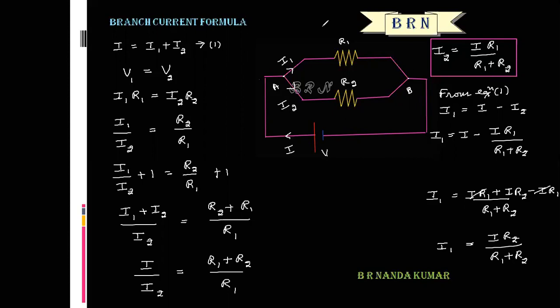So again here we get branch current, that is I1, is equal to main current into resistance of another branch divided by total resistance. But this rule is applicable only when two resistors are connected in parallel. This is very important for CET.